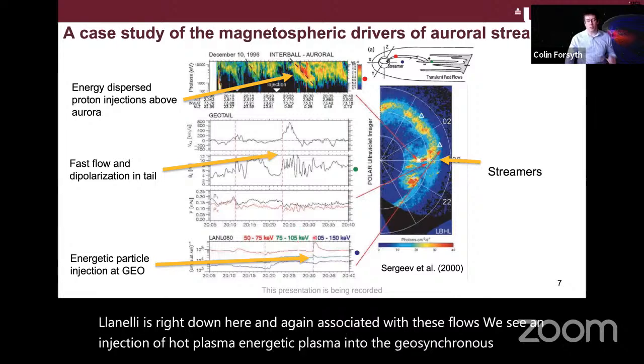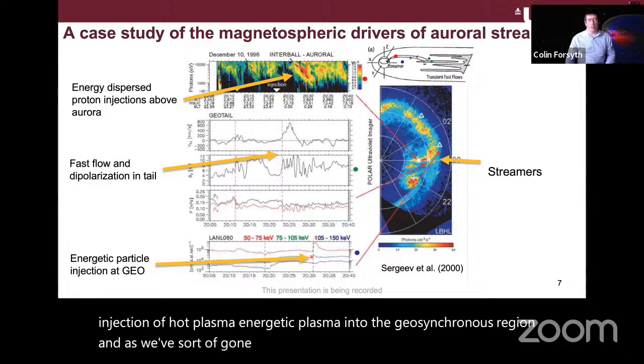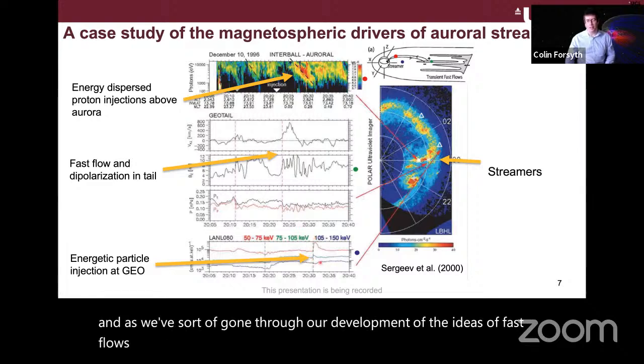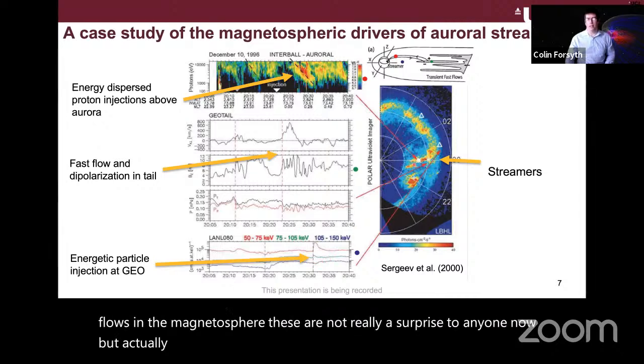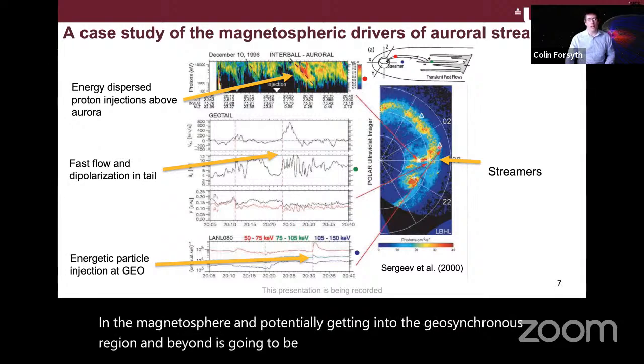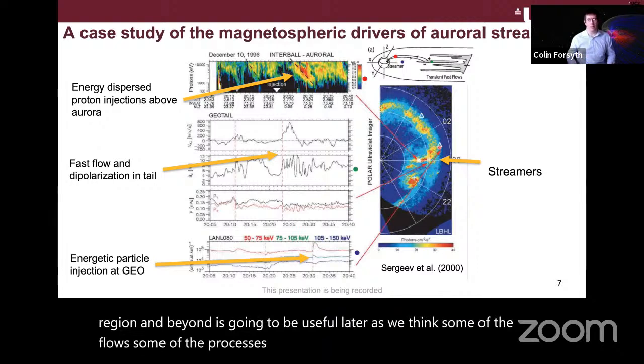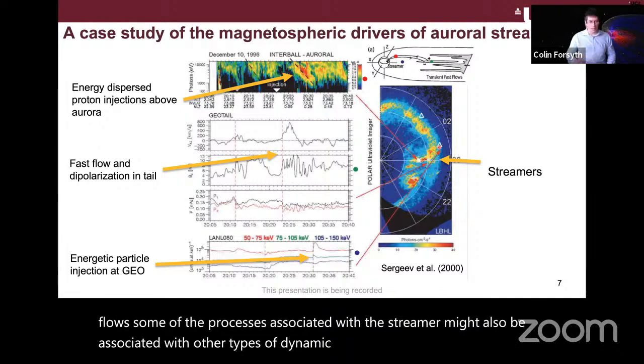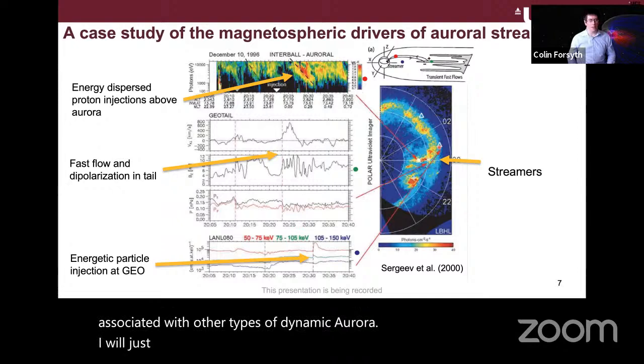Now, as we've gone through our development of the ideas of fast flows in the magnetosphere, these are not really a surprise to anyone now, but actually being able to link the streamer with activity both in the magnetosphere and potentially getting into the geosynchronous region and beyond is going to be useful later, as we think some of the flows, some of the processes associated with the streamer might also be associated with other types of dynamic aurora.